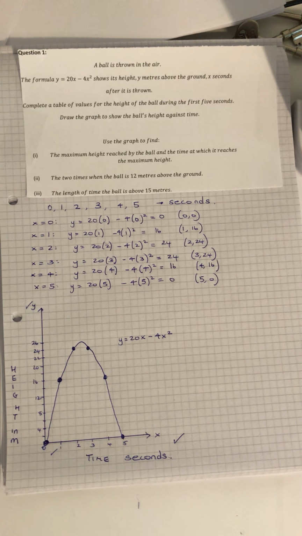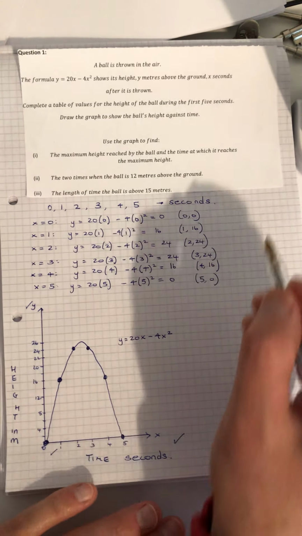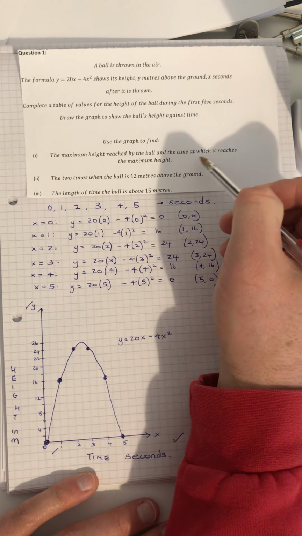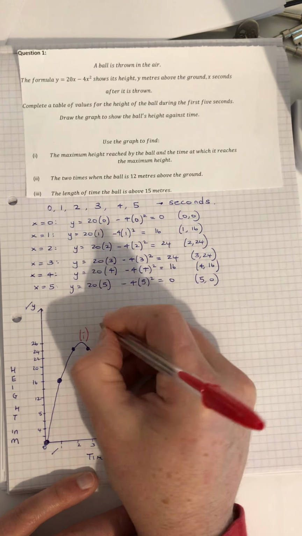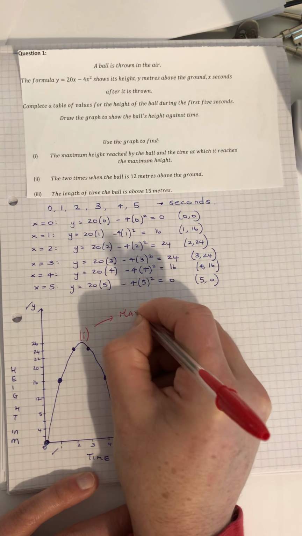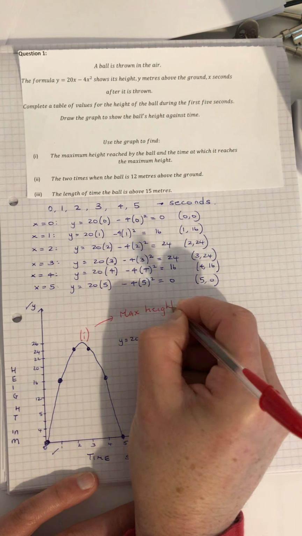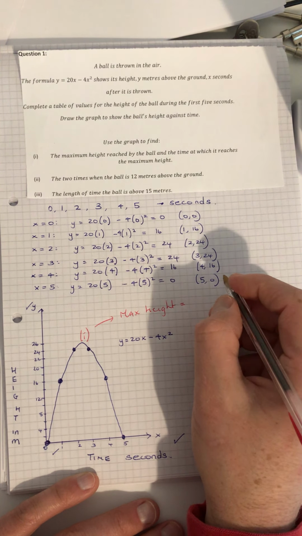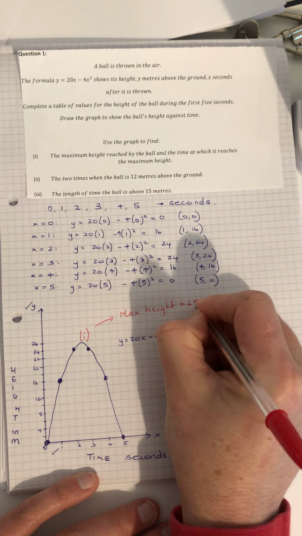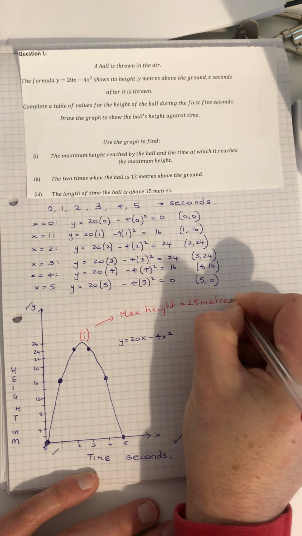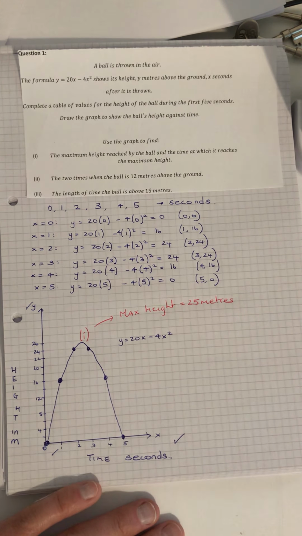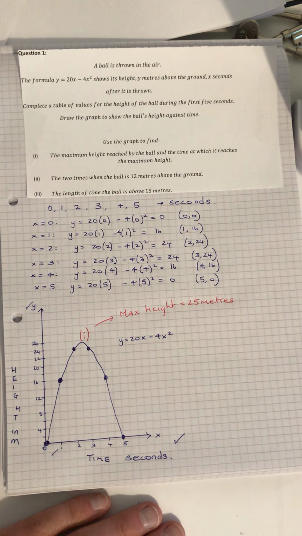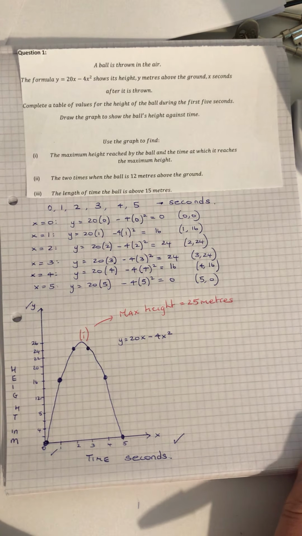Now you're asked to answer a few questions based on the graph. So what's the maximum height reached by the ball? So the maximum height is equal to maybe 25 meters, because it goes slightly above the 24 to turn around to come back down. So somewhere between 24 and 25 meters.